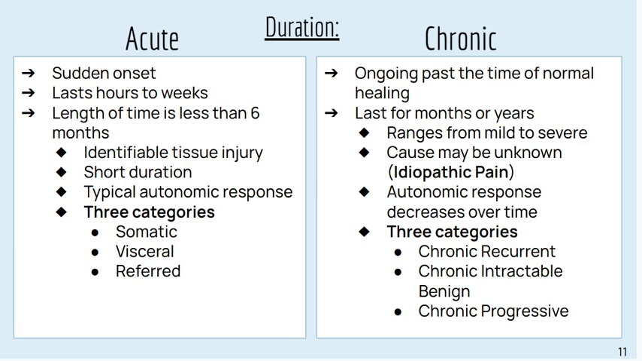It can range from mild to severe, and it can be caused by something that we are unsure why we're having this discomfort. And so when there's an unknown cause of why somebody is in pain, it's called idiopathic pain.